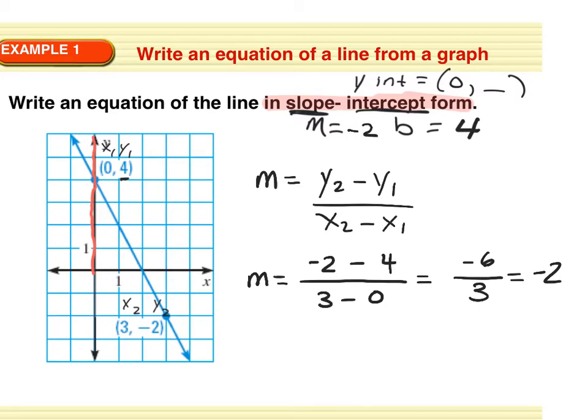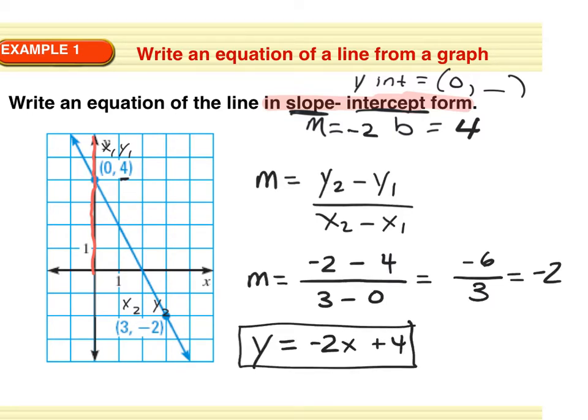So remember, to write this equation now, the things I am going to plug in are just the m and the b. So y equals mx plus b. And our b here is 4. So that is the equation of this line that we're looking at there.